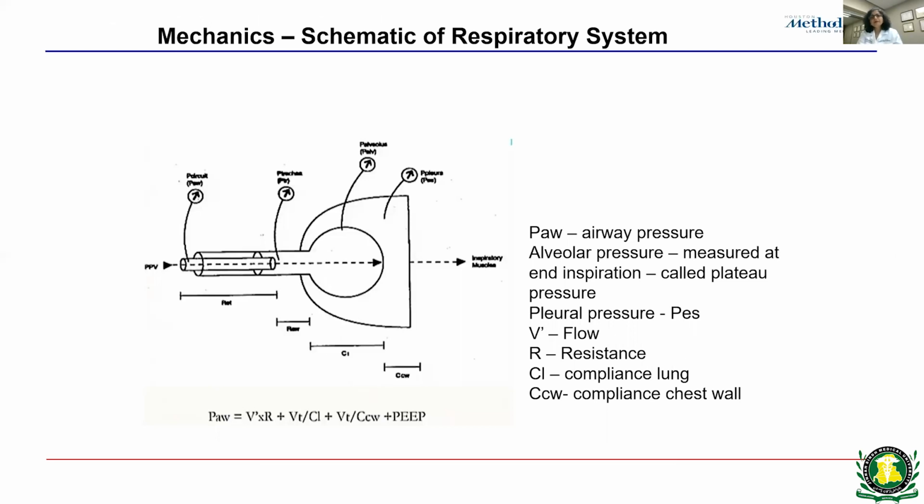This is a schema of how the respiratory system mechanics looks. As you can see, the airway pressure calculation is pretty lengthy and involves a number of factors such as flow, resistance, compliance of the lung, compliance of the chest wall, and PEEP. Alveolar pressure is measured at end inspiration, and that is a static pressure called the plateau pressure. And pleural pressure can be measured if you put in an esophageal balloon.